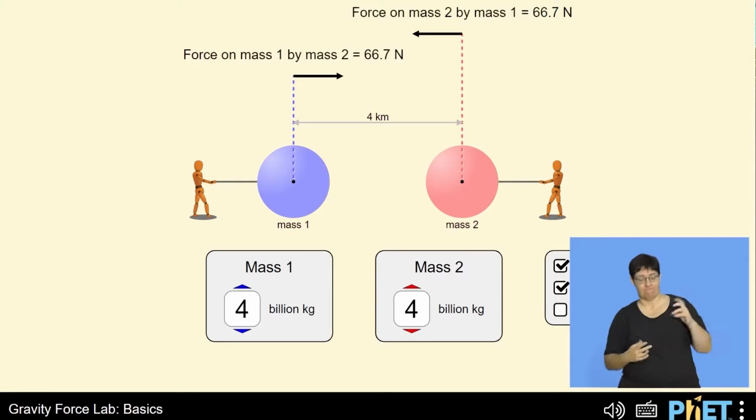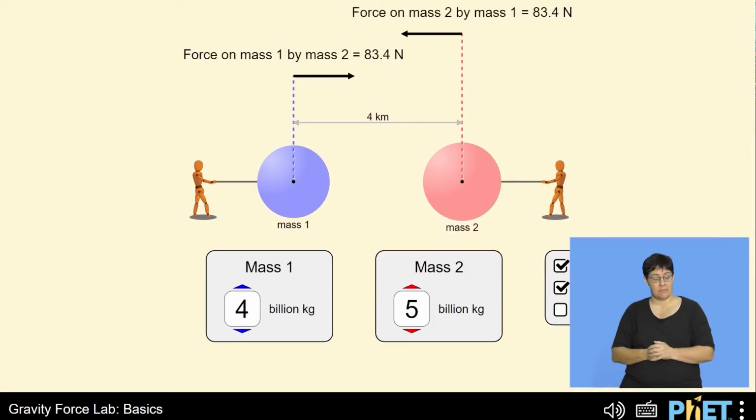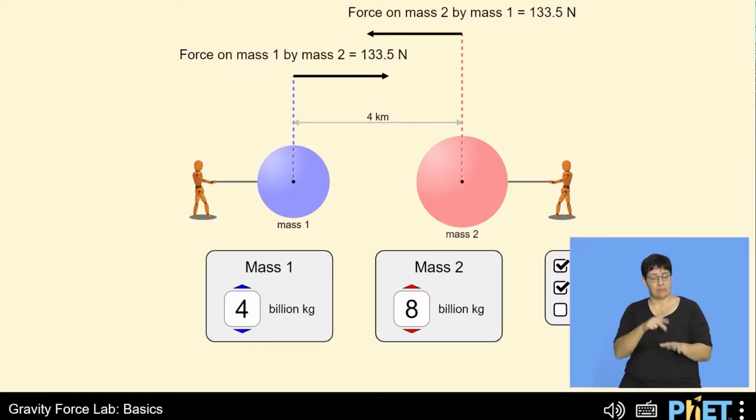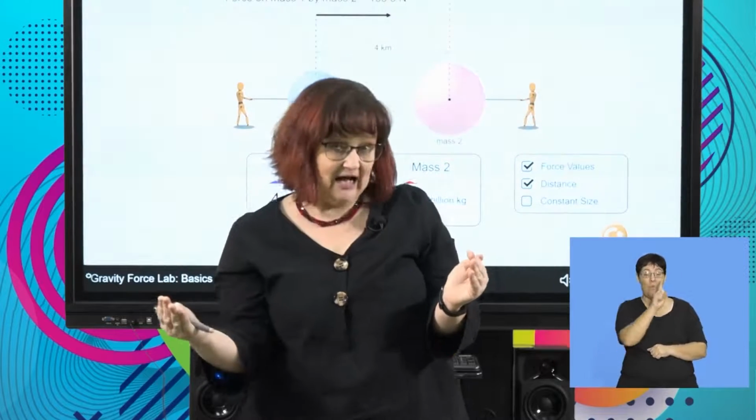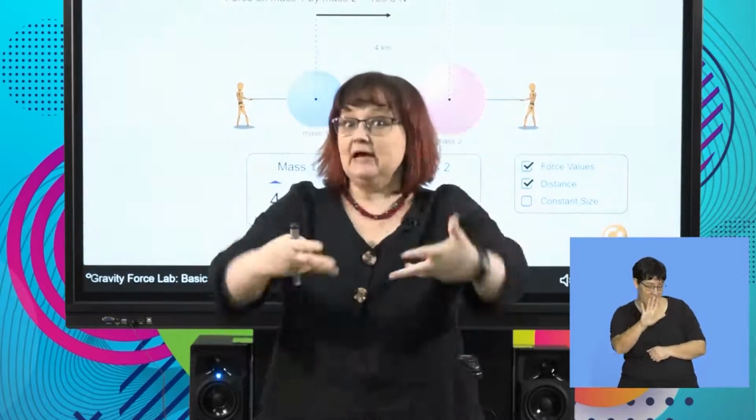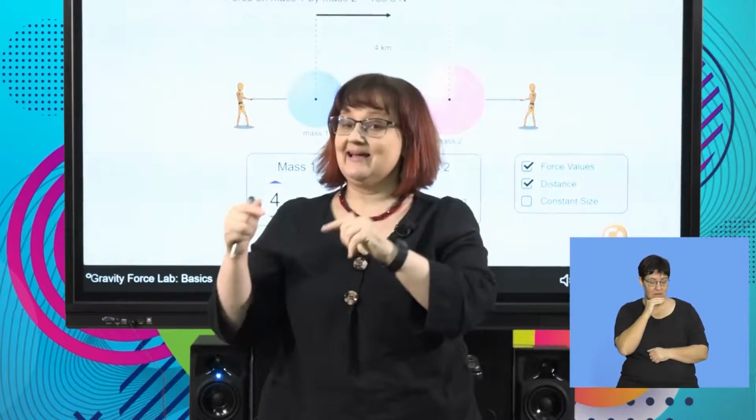Let's double mass 2. That means we need to go to 8. Now I've got 133,5. So I had 66,7. I now have 133,5. I doubled the force again.